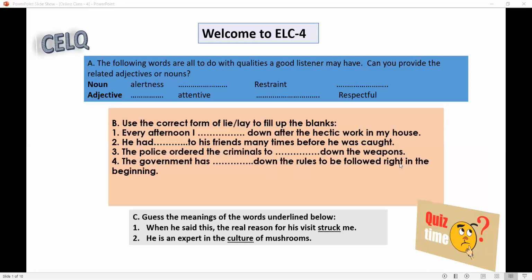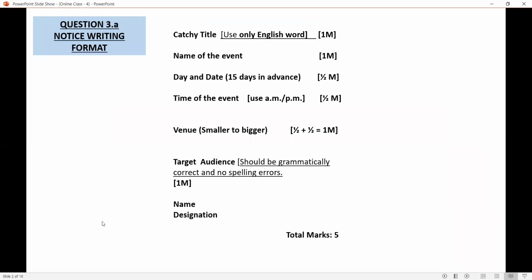Now let us go to the main segment. In the main segment, today we are going to discuss question 3A and B. You know that they are notice writing and email writing. In this slide, you can see the format of notice writing.